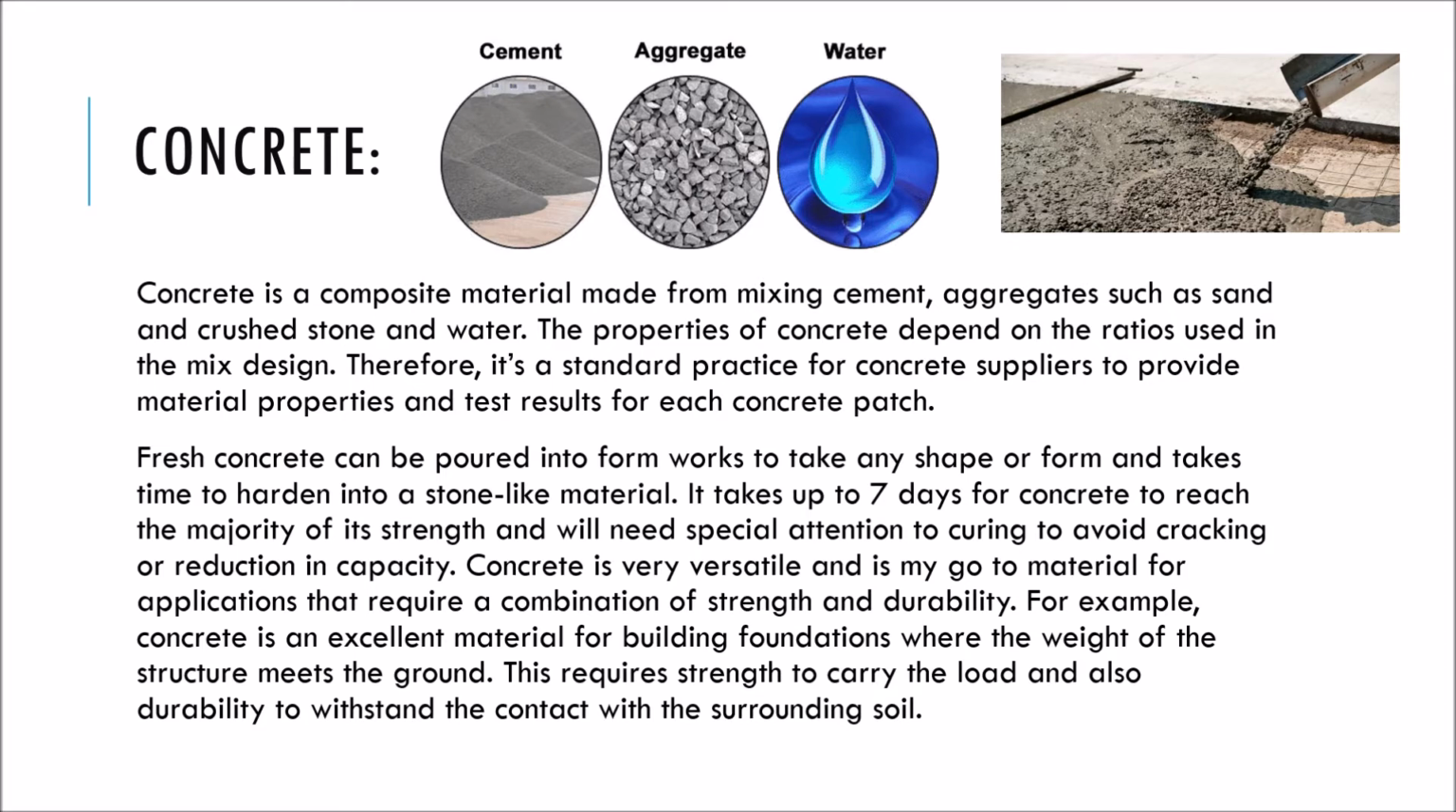Concrete is a composite material made from mixing cement, aggregates such as sand and crushed stone, and water. The property of concrete depends on the ratios used in the mix design. Therefore, it is a standard practice for concrete suppliers to provide material properties and test results for each concrete batch. So, if you are buying ready mix concrete, the supplier has the obligation to deliver the test result and the properties, such as on the truck and so on.